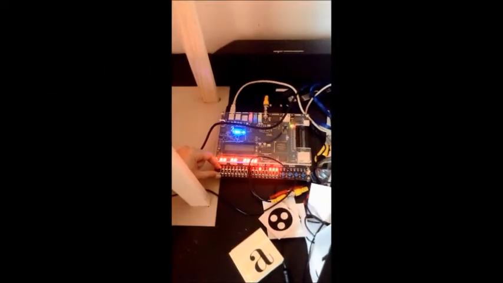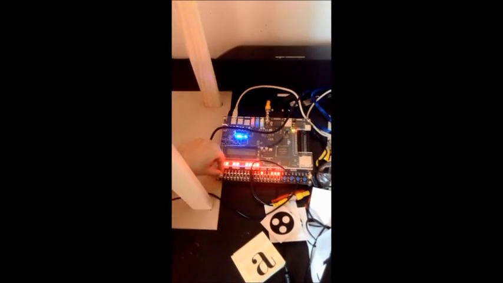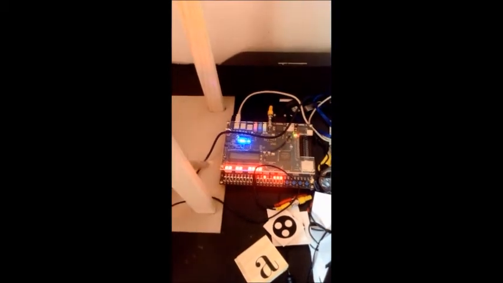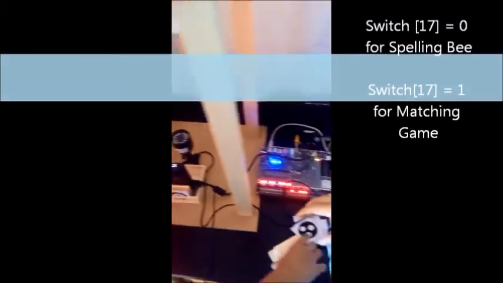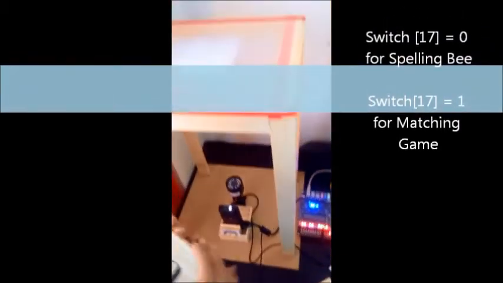Okay, so first you have to turn the switch 17 to 0. It indicates that we have the spelling bee on. So in spelling bee we can form 2 to 5 letter words. So let's start with at.